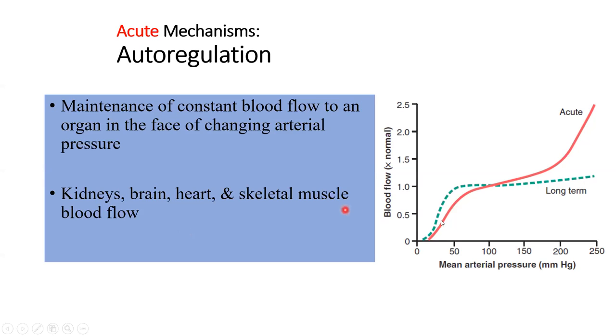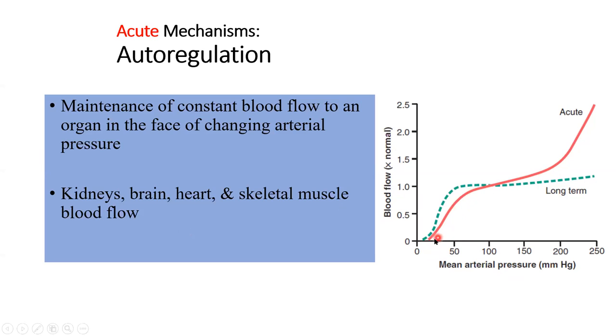So if you check this out, it's a very nice graph showing you autoregulation. We increase the mean arterial pressure, which is like the feeding pressure, to whatever organ, and check out how the blood flow changed. So as soon as it hit around 50, right up to 200 or a bit more, look at the graph. And look at the acute red graph first. Okay, we'll talk about the green dotted one later.